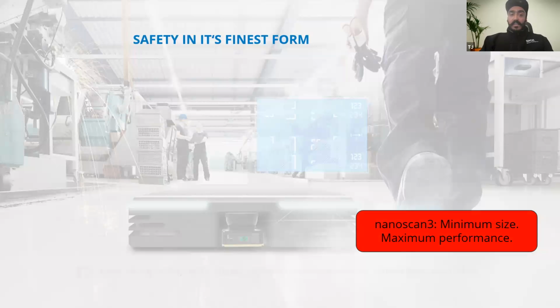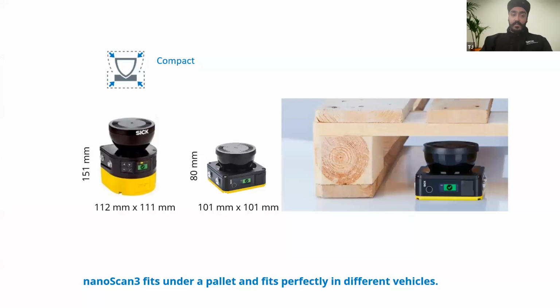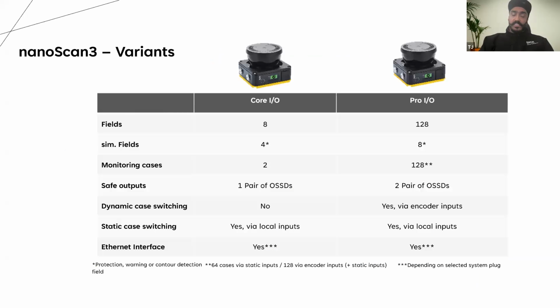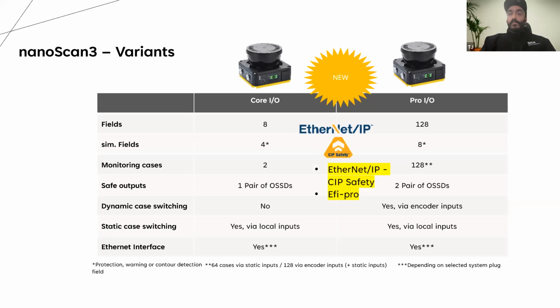And jumping to the last scanner, this is the newest one that we have. It's called nanoScan 3, and you can see clearly the form factor is really compact, and it's approximately 3 inches in terms of height profile, which means you can put it in any tough spot where you have space constraints. In terms of physical interfaces, the biggest difference from our earlier products on this one is that we have a much more modular approach, which means that we have something called the system plug with this, and that allows you to choose the capabilities that you want for your application depending on your needs, and hence it's much more modular. Same in terms of integration, we do have your simple IO with OSSD outputs, and the newest variants also support EFI-pro and EtherNet/IP over CIP Safety protocols.